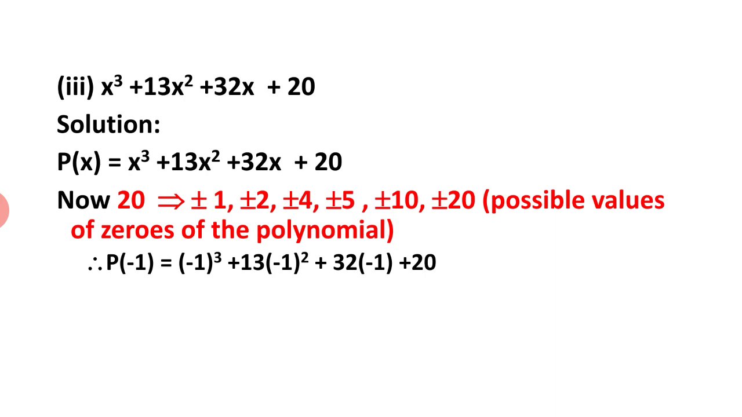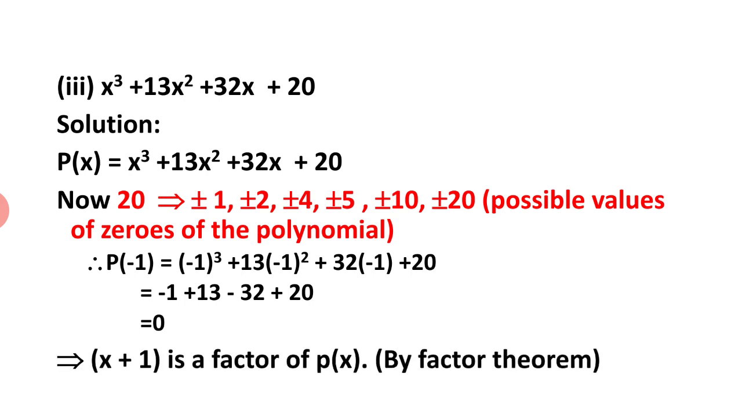So we will try for p of minus 1. So we put the value minus 1 cube plus 13 into minus 1 square plus 32 into minus 1 plus 20. So now you get minus 1 plus 13 minus 32 plus 20 and you will find it comes to be 0. That means p of minus 1 is 0. It means x plus 1 is factor of p of x. So we have decided. Now everywhere we are getting it in one step only. First attempt we are getting 0 of the polynomial.